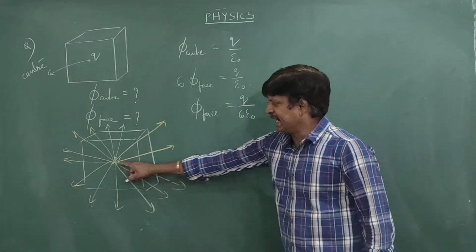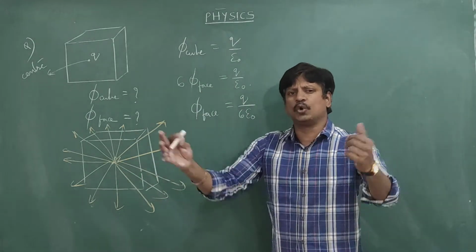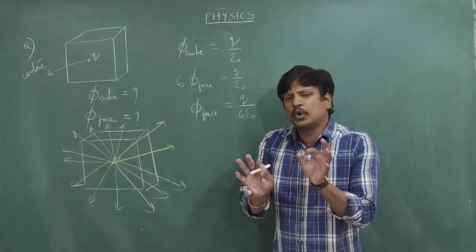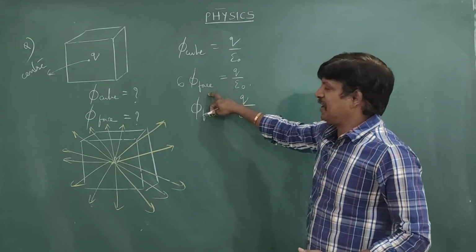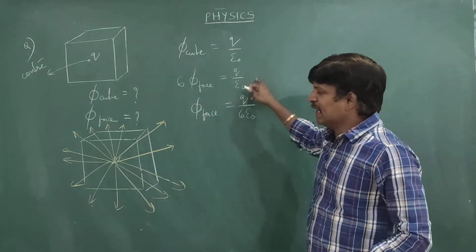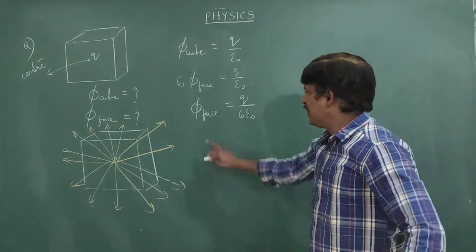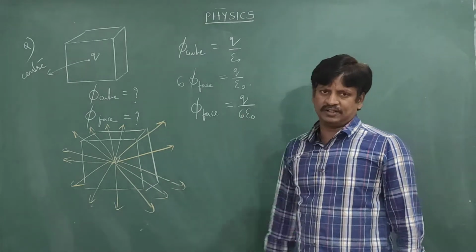The flux through the cube is equal to Q by epsilon, and the cube contains 6 identical faces, and the charge is symmetrical to all the faces. The flux through each face will be same. So I can write 6 times the flux through one face is equal to Q by epsilon. Then what is the flux through one face? Q by 6 epsilon.